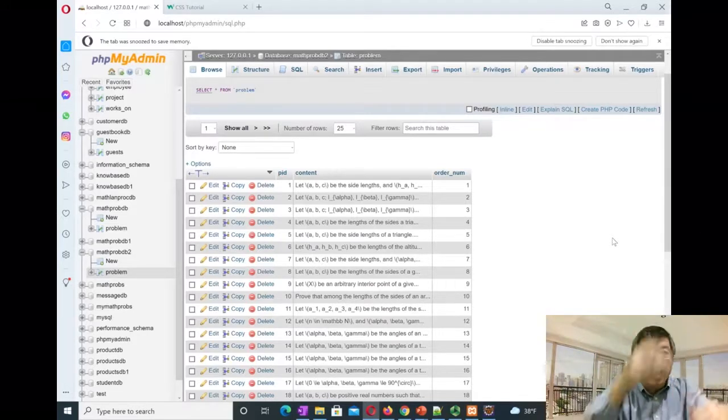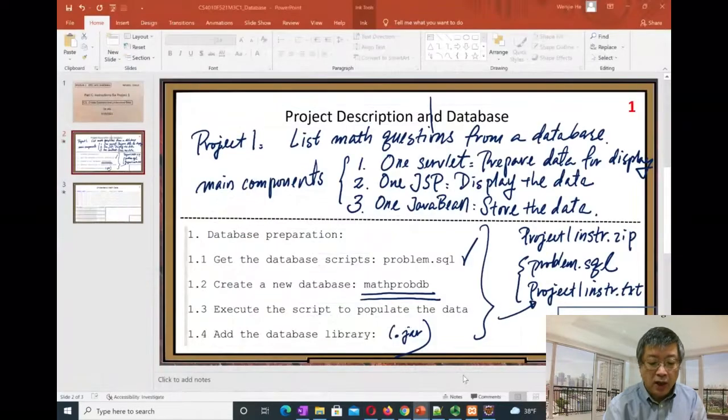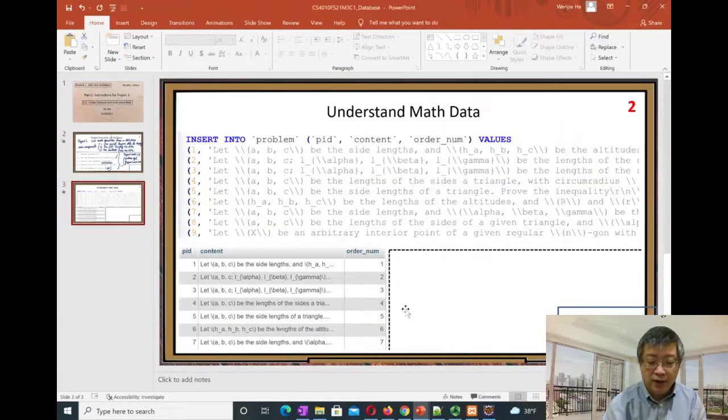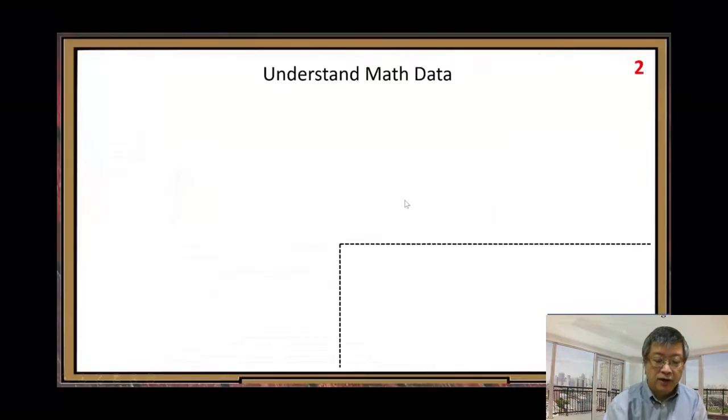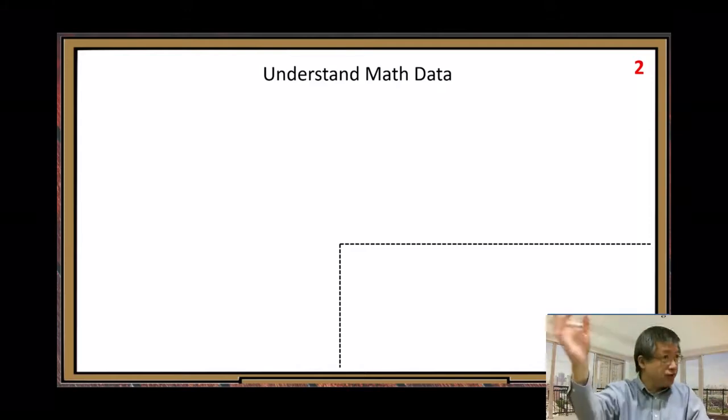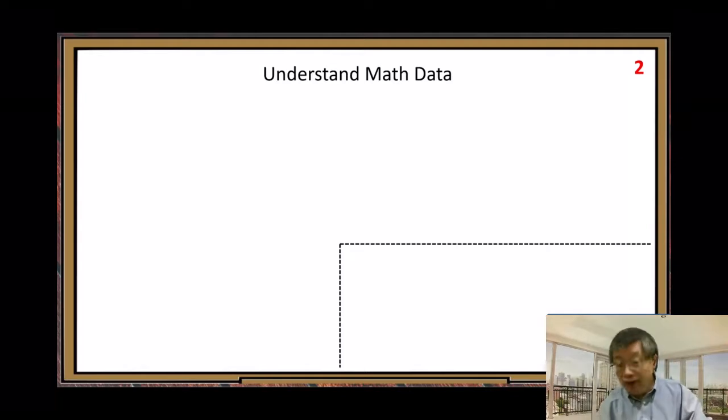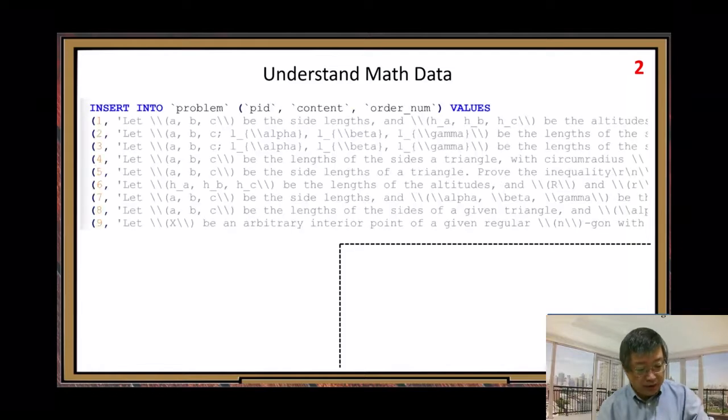So let me explain the data a little bit, the background. All right, let's get to slide number 2 here. Understand math data. Let me explain how to represent math data in a web browser with high quality. When we display math data, we want to display it in a professional math way. So let me explain that part.